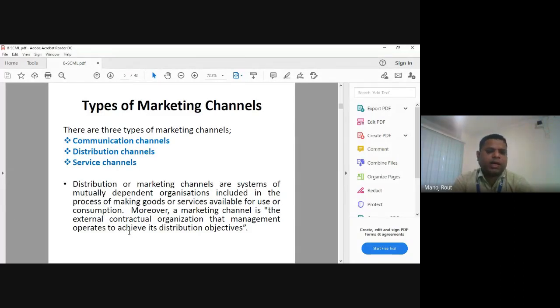Moreover, a marketing channel is the external contractual organization that management operates to achieve distribution objectives. So through the marketing objective or the contractual engagement of external organizations in the form of a marketing channel, the management operates to achieve distribution objectives. That is the concept behind the marketing channel as well as distribution. So moving to the next one.